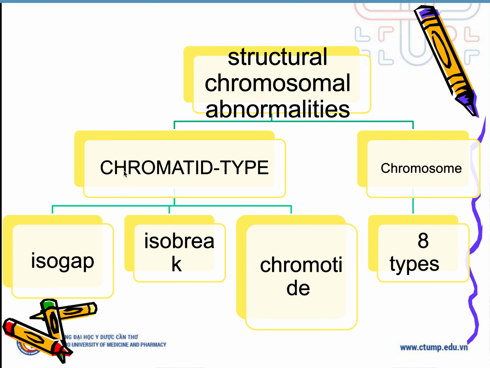For the chromatid type, remember that it affects chromatids only. This is the first group. The other group you call the chromosome type. That means it affects both the duplicated chromosome and the unduplicated chromosome. And so in total we have 8 types.